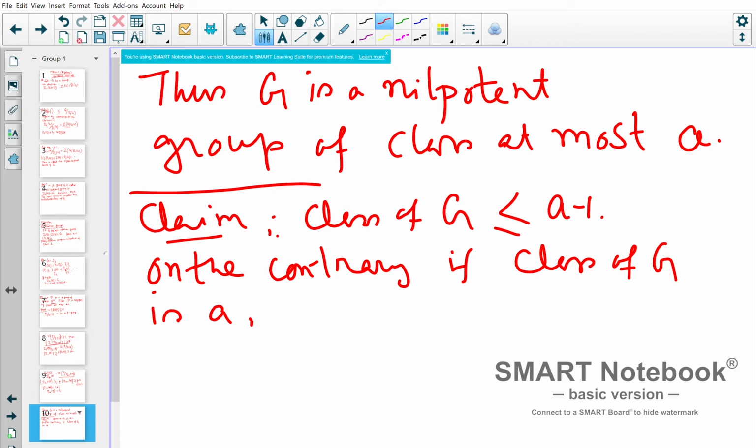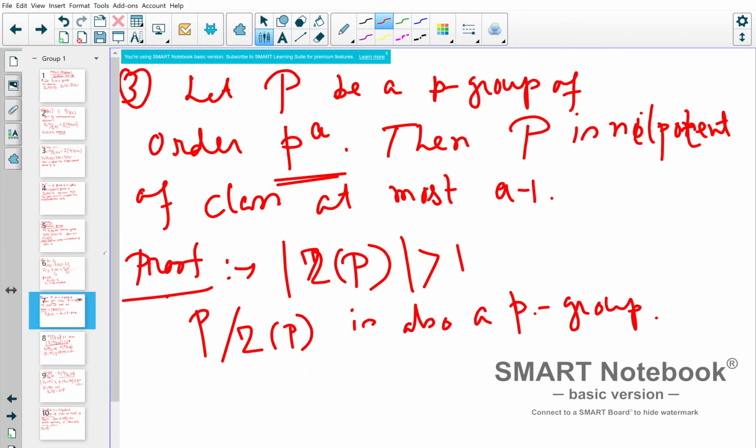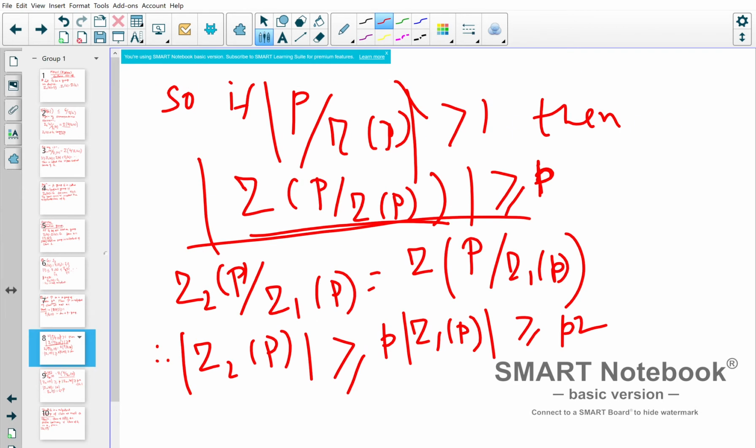Then what happened? Then you will have exactly the order of Zi of P, there are no other options, right? Okay, so here G is P, nothing but, okay, so I should say that P equals G, that is it. Yes, so this is P. Okay, this is the P group, right? I have started with a P group. Yes, G is a P group.